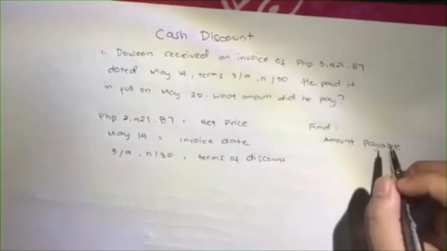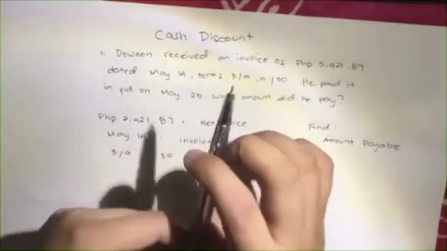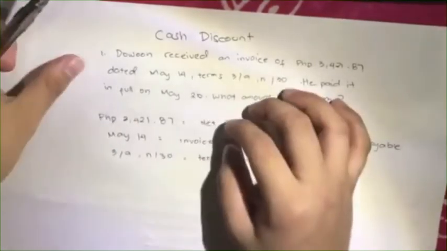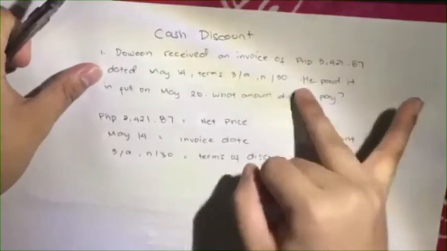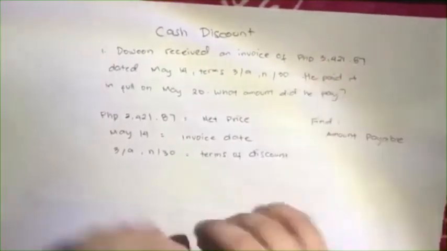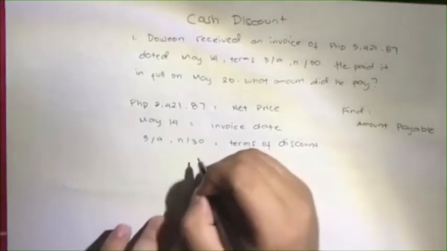So, bilangin natin ng ilang days. From 14, bibilang tayo ng 9 days. So, 15, 16, 17, 18, 19, 20, 21, 22, and 23. So, 23 is our last day. So, next is solution tayo.